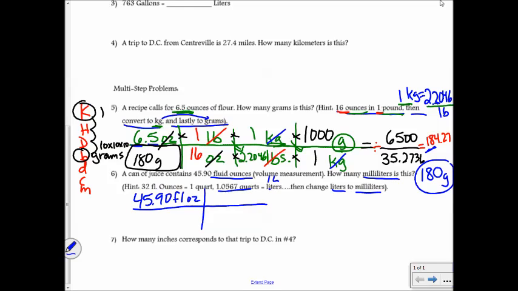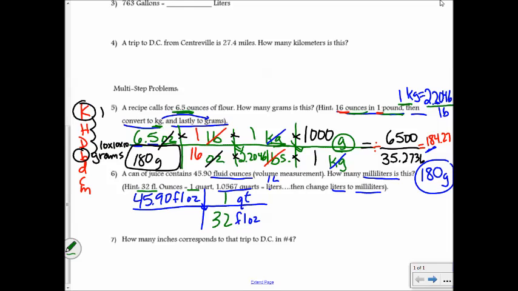So let's diagonal down our fluid ounces. Let's start there. And go to our quarts. QT is quart. So it said there were 32 fluid ounces. That equaled 1 quart. So I'm going to insert my conversion factor.